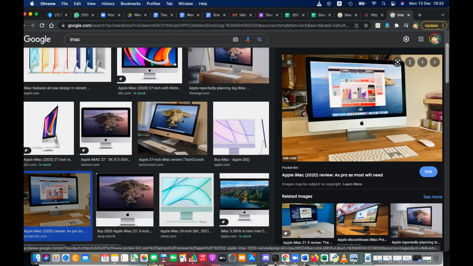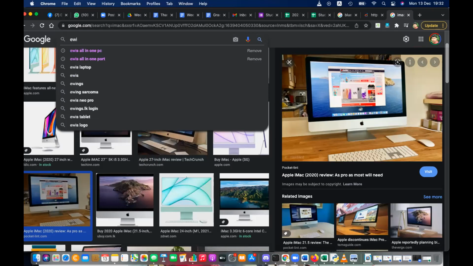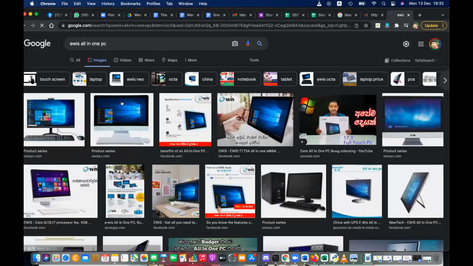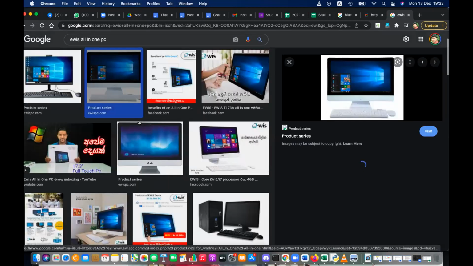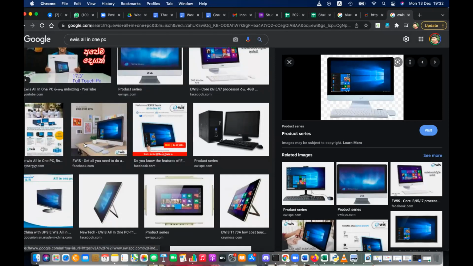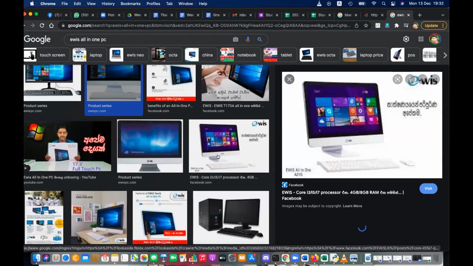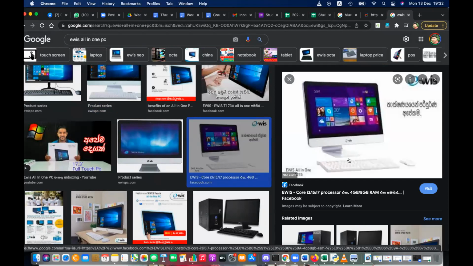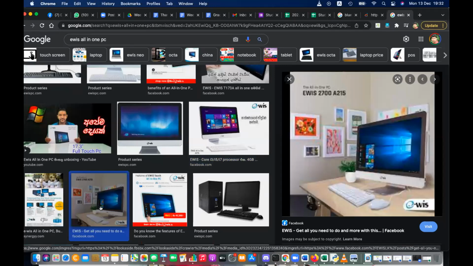And there's a low-cost solution from Sri Lanka, that is EVIS. This is similar to the iMac, but from EVIS Sri Lanka. Yes, it's a Sri Lankan product. It looks like an iMac, but it's not. The performance is not that much, but it looks nice on the outside. How much is it, sir? It's around 50,000 to 70,000. You can buy an EVIS for that amount, so it's less than 100,000.